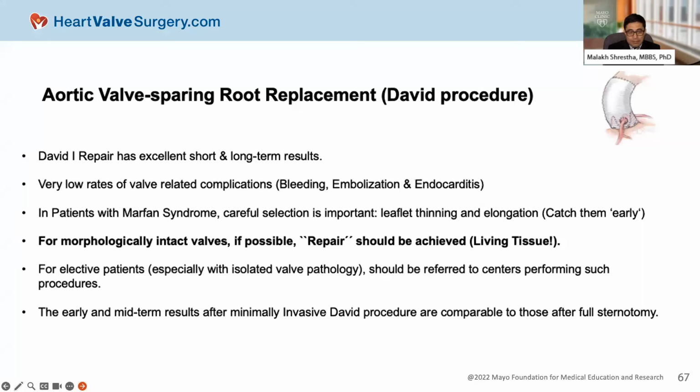For morphologically intact valves, I think repairs should be done. If a center cannot do repairs, especially in younger patients, please send them to centers where they do repairs. And for elective patients, I think that's why they should be sent to such centers. And at least in selected patients, I would say that minimally invasive David procedures are comparable to full sternotomy. If the patients are really large or have chest deformities, it may be difficult. Otherwise, a mini sternotomy is possible.